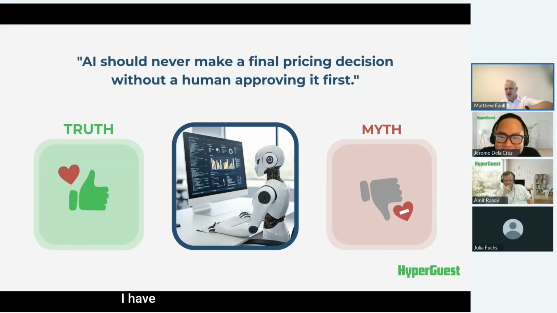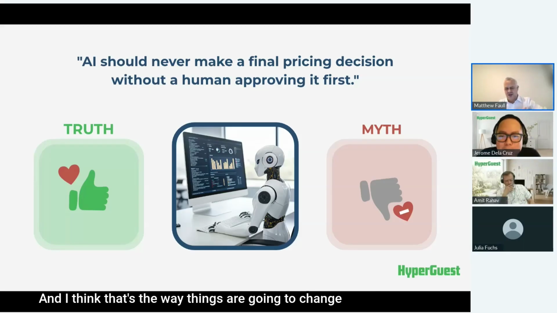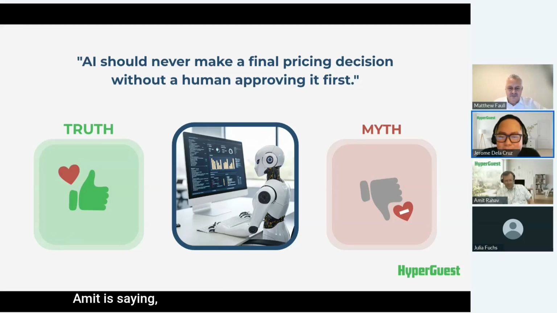Thought it was a myth, but I'm more curious what Matthew says. Matthew, why myth? I have no problem with AI making pricing decisions within the guardrails we provide. And the guardrails are obviously set by the revenue manager or the head of commercial for the hotel. And I think that's the way things are going to change moving forward. Obviously, without the guardrails, that's a bad idea. But with the appropriate guardrails in place, I don't see a huge issue. Those guardrails can be quite narrow. So I see Amit is smiling. Amit is saying we designed Revenue Compass perfectly because there's a guardrail.